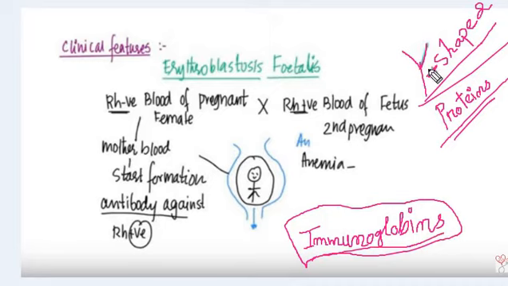Antibodies are Y-shaped proteins which are produced on exposure to antigen. That means antibody is produced in response to antigen, to destroy the antigen. So in erythroblastosis fetalis, what happened? Mother's blood group is Rh negative and fetus is Rh positive. Then the mother's blood starts forming antibody against Rh positive, that is against the fetus blood group.